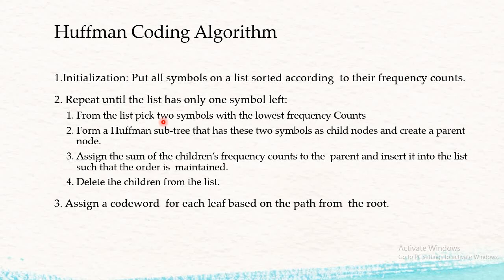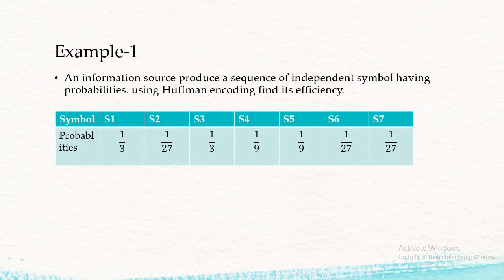we have only one value or one symbol present in the table. And while doing so, we are also deleting the children from the list and assigning the code word for each leaf based on the path formed from the root. So we are going to solve a numerical, and while solving this numerical, this whole process will get clear to you. So let's begin with the numerical directly.